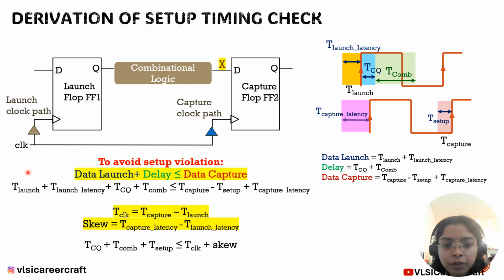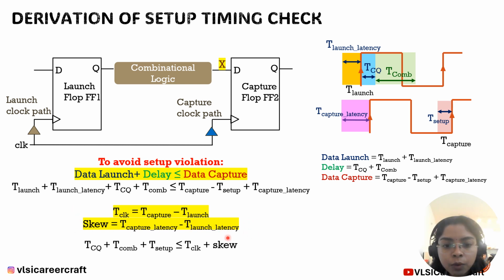How do we simplify this? T launch minus T capture is nothing but the clock period of the design. Let's say that is T clock. So we have a certain latency in the launch clock path and certain latency in the capture clock path. So capture latency minus launch latency is nothing but clock skew. We will discuss the concept of clock skew in detail in further videos.